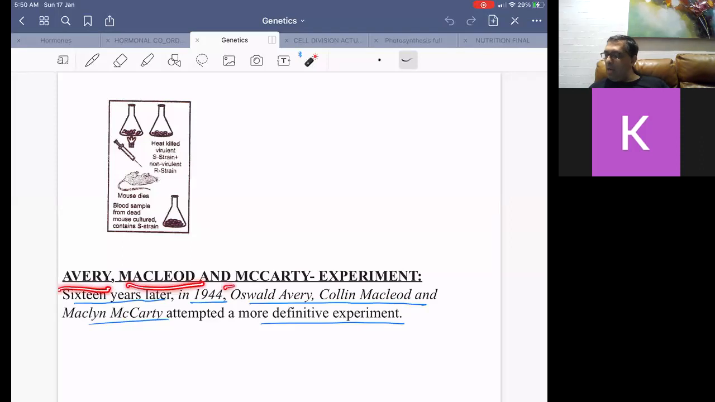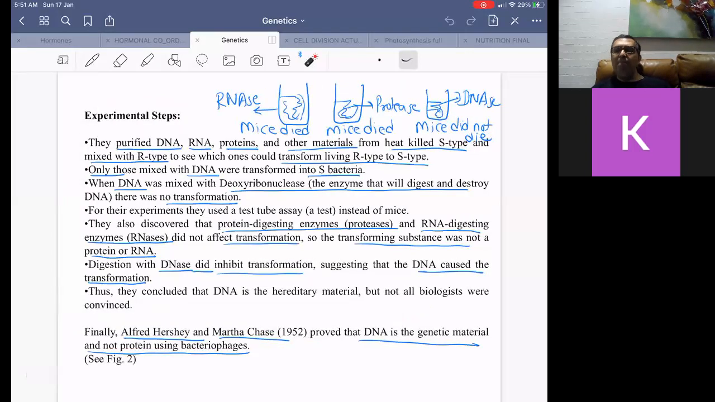Avery, MacLeod, and McCarthy, 16 years later in 1944, Oswald Avery, Colin MacLeod, and Maclyn McCarthy attempted a more definitive experiment. Now, what did they do? They took the same two bacteria, Diplococcus pneumoniae R type and Diplococcus pneumoniae S type. From the S type, they purified DNA, RNA, and proteins. So, from the S type bacteria, they removed DNA, they removed RNA, and they removed proteins.